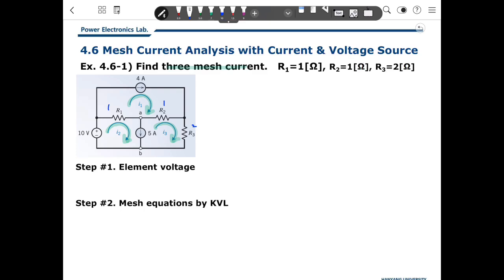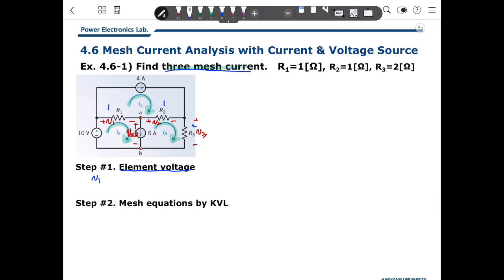To find the 3 mesh currents, what should we do? First, we should define the element voltages here. I define this voltage as V1, this one as V2, and this one as V3. And I would like to define the voltage VAB the same way, because the nodes are A and B. So first I define the element voltages here.